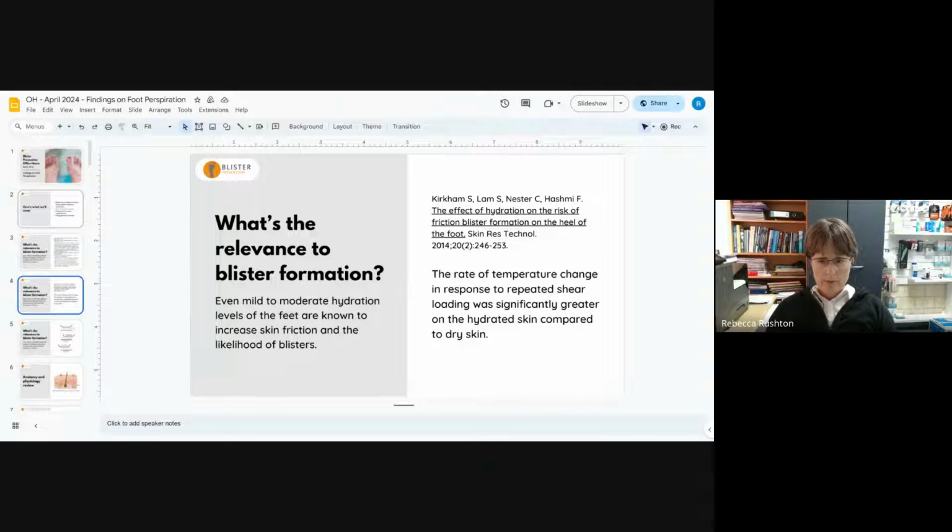Well, the same set of researchers replicated that study, but this time they had one foot in a bucket of water and one foot not, and they did the same load to the posterior heels. They found that the rate of temperature change in response to that repeated shear loading was significantly greater on the hydrated skin compared to dry skin. They found that temperature increased with repeated shear load, and it could be used to indicate imminent blister formation. So this indicates that the wetter the skin is compared to dry, the sooner you'll get blisters with the same amount of shear load.